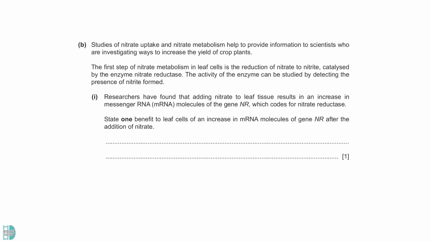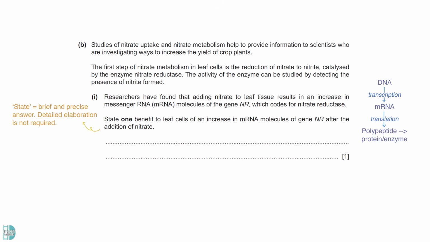B provides some information on the enzyme nitrate reductase. 1. State one benefit to leaf cells of an increase in mRNA molecules of gene NR after the addition of nitrate. The command word state indicates that you only need to provide a brief and precise answer. Detailed elaboration is not required. To produce an enzyme, cells need to carry out transcription and translation. When more mRNA is produced, the rate of translation of the enzyme increases.